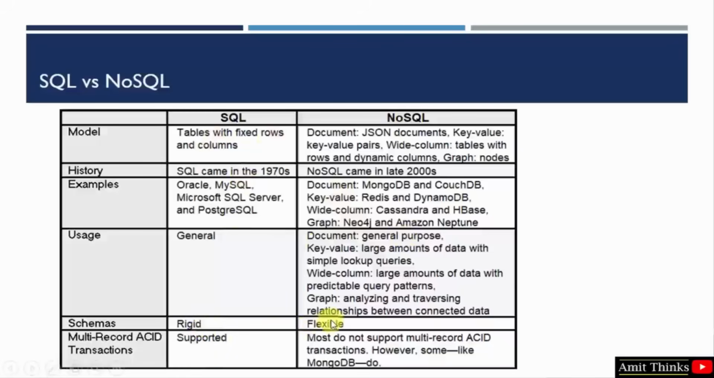SQL is rigid and NoSQL is flexible. NoSQL is a flexible database, you can say. You can store the data in all these different forms: document, key value, graph. Multi-record ACID transactions are supported by SQL. NoSQL generally doesn't support it, but MongoDB will still support it. So ACID is basically an acronym for atomicity, consistency, isolation, and durability. These are basically database operations, and these are known as ACID properties, or you can say ACID transactions.